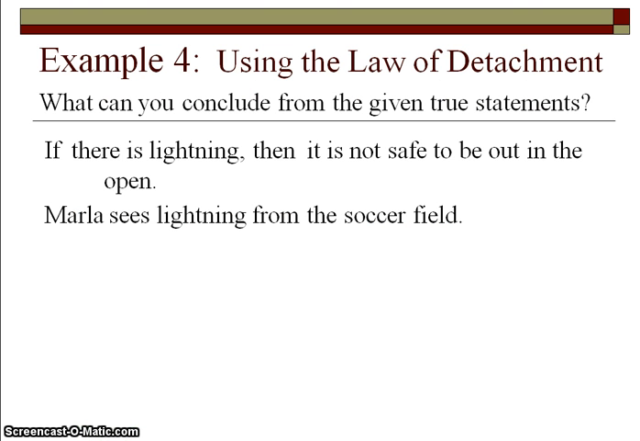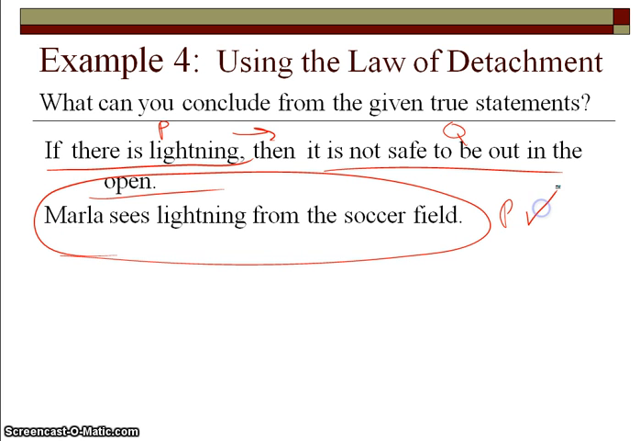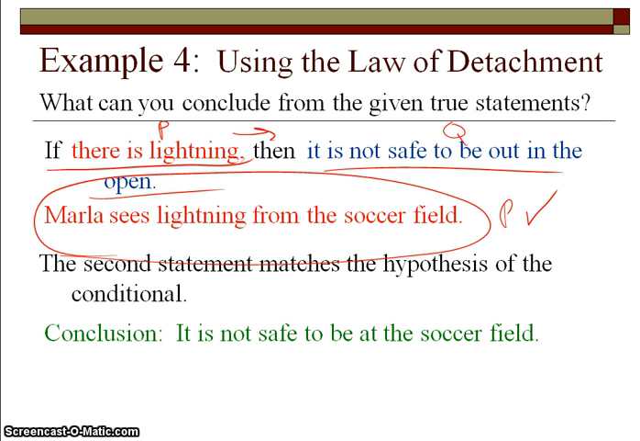All right, what about this? If there's lightning, that's my hypothesis, then it's not safe to be in the open. That's my conclusion. And now I'm being told that Marla sees lightning from the soccer field. So my P has happened. Therefore, I can definitely conclude by the law of detachment that Q, the second statement, matches the hypothesis of the conditional, and therefore it is not safe to be on the soccer field. I can now say Q is true.